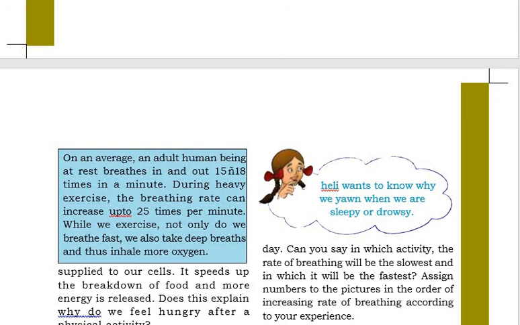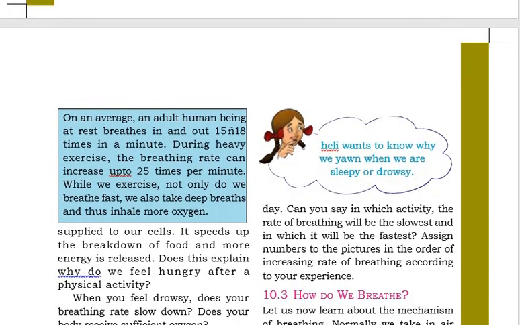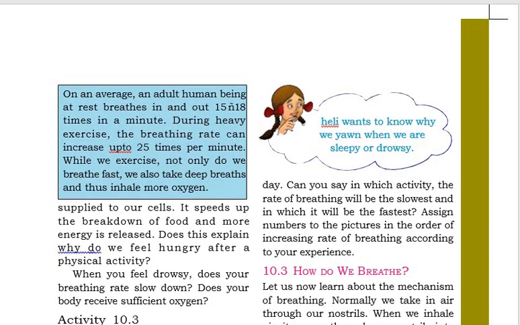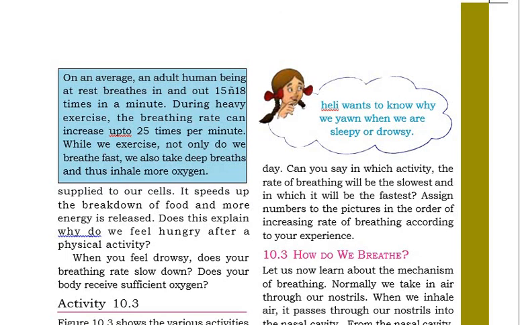Now, from this activity, you must have realized that whenever a person needs extra energy, he or she breathes faster. As a result, more oxygen is supplied to our cells. When you are breathing fast, more oxygen enters our lungs and reaches the cells. Oxidation takes place and more energy is released. It speeds up the breakdown of food and more energy is released.